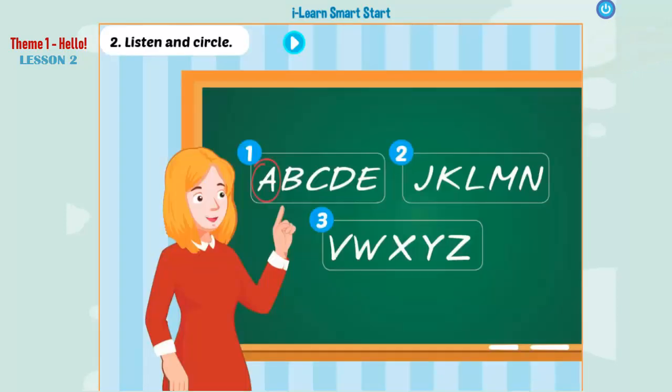B. 2. Listen and circle. Look at the pictures. Listen. There is one example. 1.